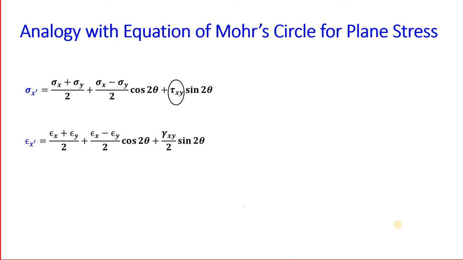So if you look at these two equations, the only thing that you see over here is sigma x prime is replaced with epsilon x prime, sigma x with epsilon x, sigma y with epsilon y, and so on. The only thing that is different is you have tau xy in the equation for sigma x prime, and in the equation for strain you have half of the shear strain. This is the only difference that you have in these equations.